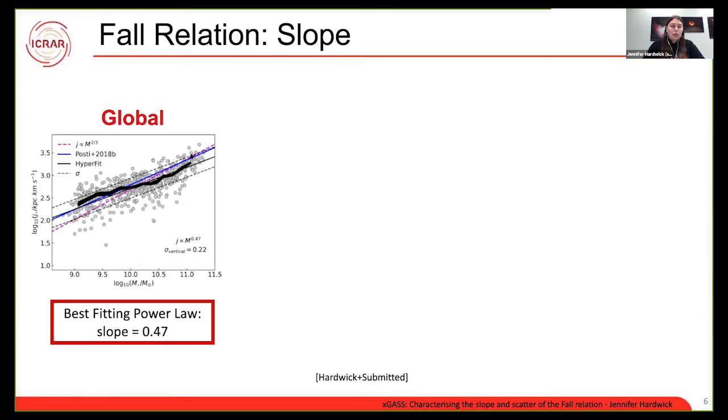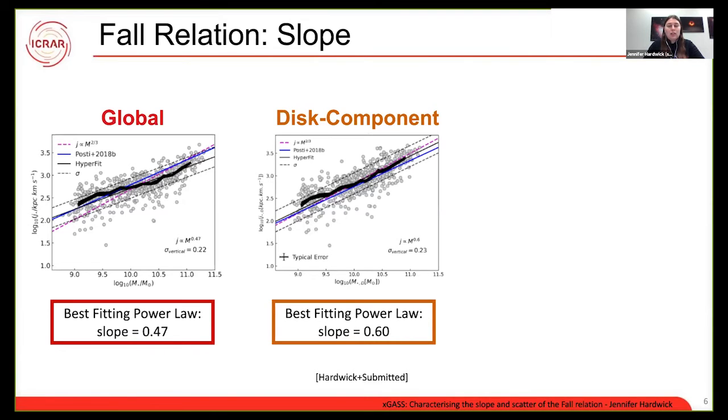I also show the blue line, which is the Posti work I referenced earlier, and we have a shallower slope than they do. Our best agreement is at low stellar masses, where our sample has mostly disk galaxies. So we also look at isolating the disk component of our galaxies, just looking at the stellar mass contributed by the disk and the specific angular momentum of just the disk as well. And now our relation is a lot steeper. Again, the black line is the best fit.